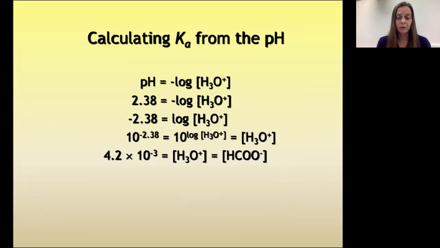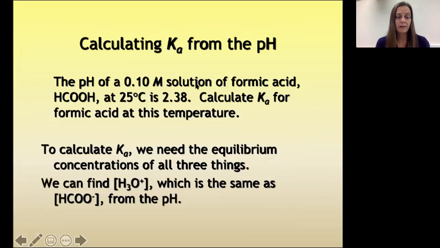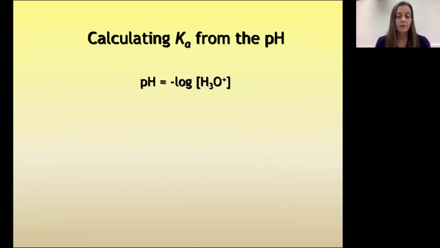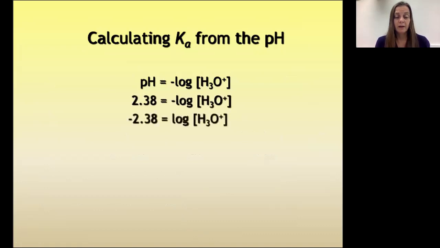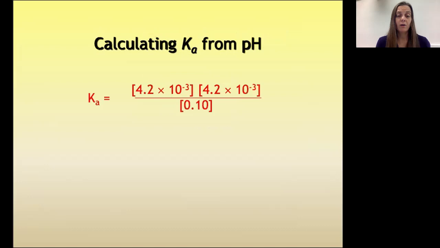And we also know that the initial concentration of our formic acid was 0.10. So we know the formic acid concentration. We have just found the hydronium ion concentration and the formate ion concentration. We can plug all of that into our Ka expression, and we can solve and find that the Ka for formic acid is 1.8 times 10 to the negative fourth.